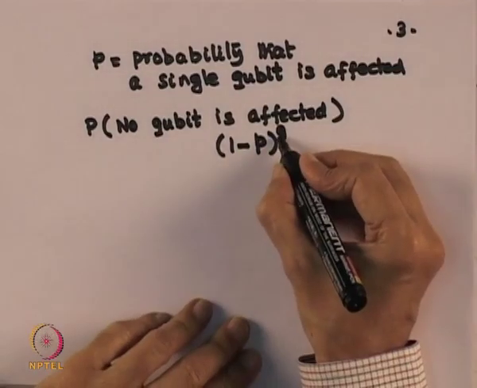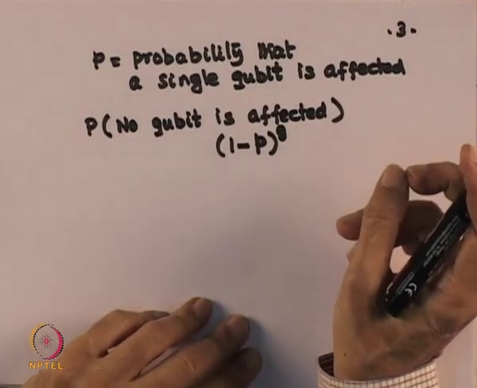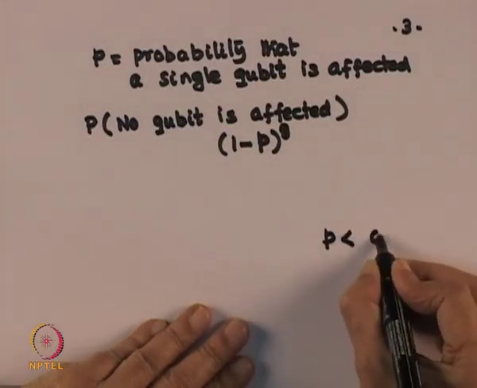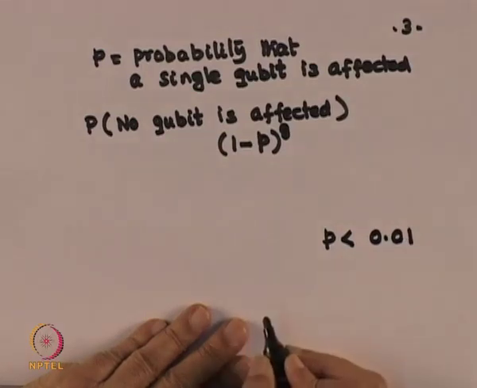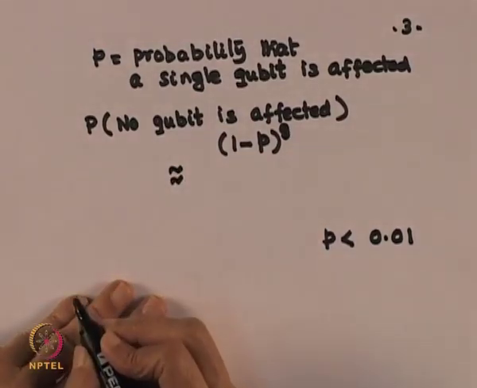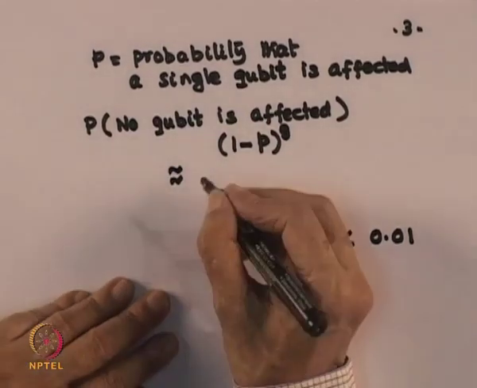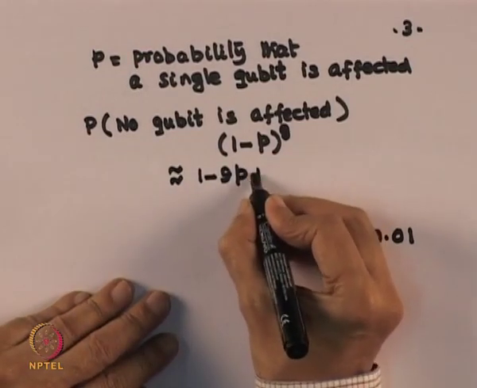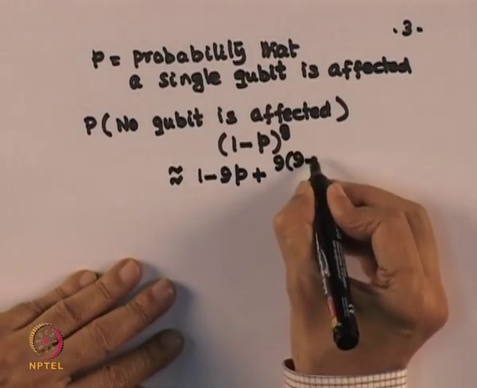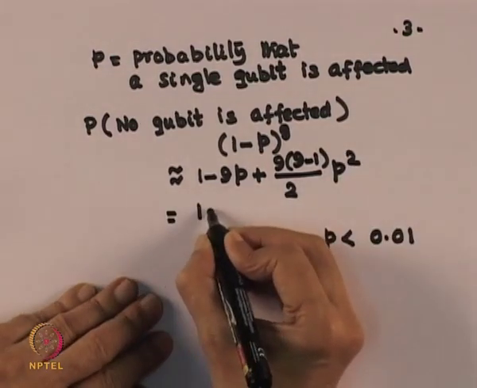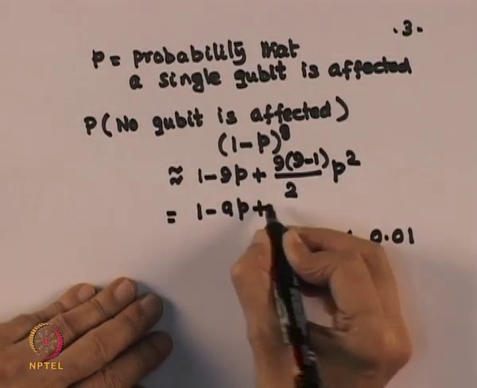Let me also tell you, typically you don't expect a very noisy channel, and this p is usually a small number, and I expect it to be usually much less than even 0.01 or so. So since p is small, I can expand this 1 minus p to the power 9 in a binomial series and get this as 1 minus 9p plus 9 into 9 minus 1 by factorial 2 p square, and so that is equal to 1 minus 9p plus 36p square.